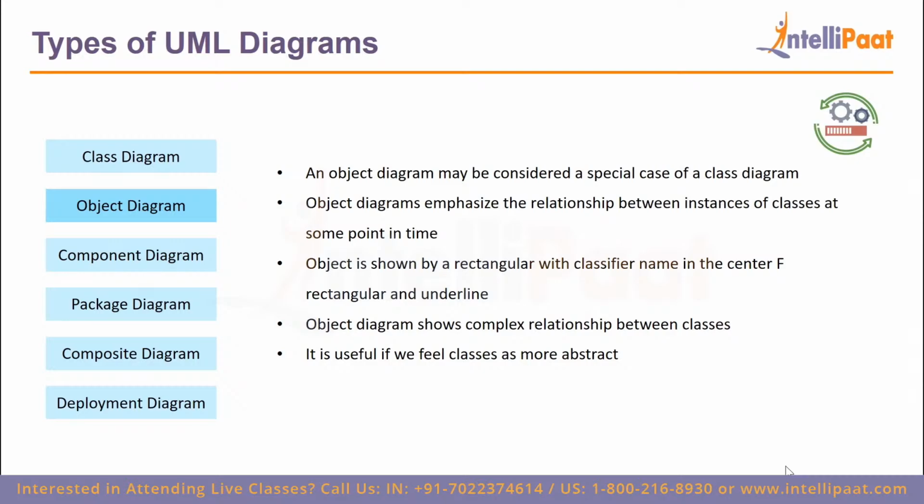However, an object diagram represents an instance at a particular moment, which is concrete in nature. The use of object diagrams is fairly limited, namely to show examples of data structure. So an object diagram may be considered as a special case of a class diagram. Object diagrams emphasize the relationship between the instances of classes at some point in time. The object is shown by a rectangle with the classifier name in the center, underlined.